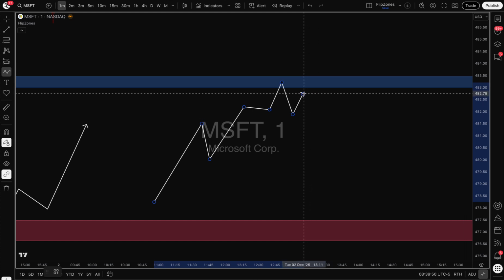And then what I want to see is sellers regaining control of the price action and moving below the prior swing low that was created.